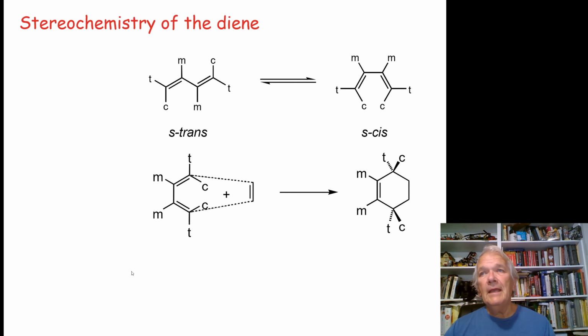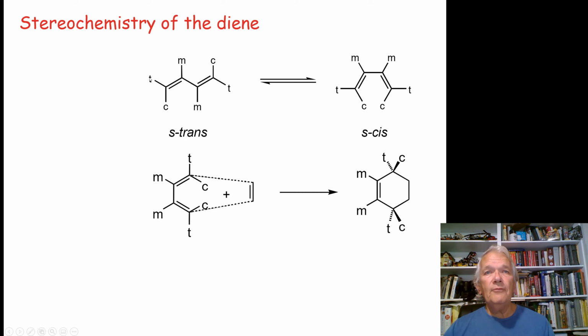Okay, it gets more complicated because now we have to worry about the substituents on the diene. Normally when you draw a diene, you draw it out in this particular direction, with what we call a transoid orientation, or sigma trans around that sigma bond. Now I'm going to label these positions.